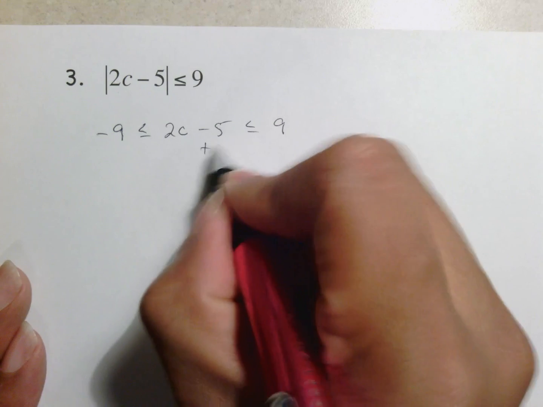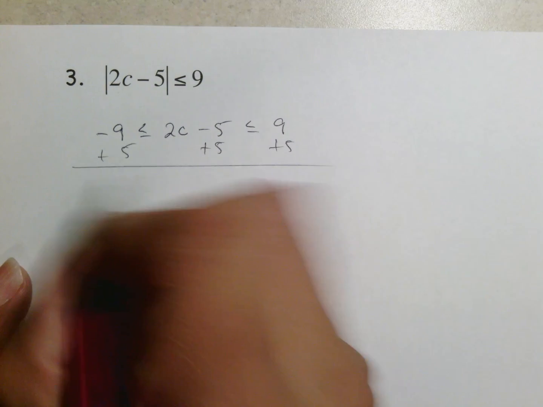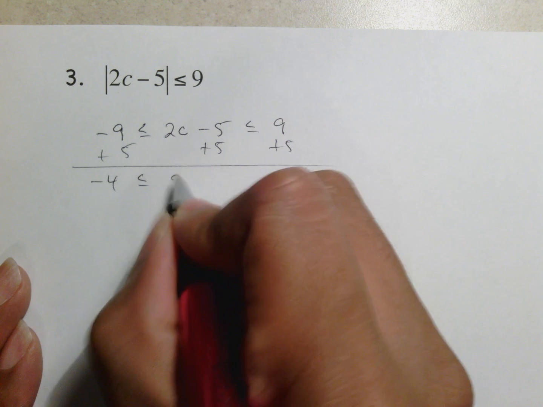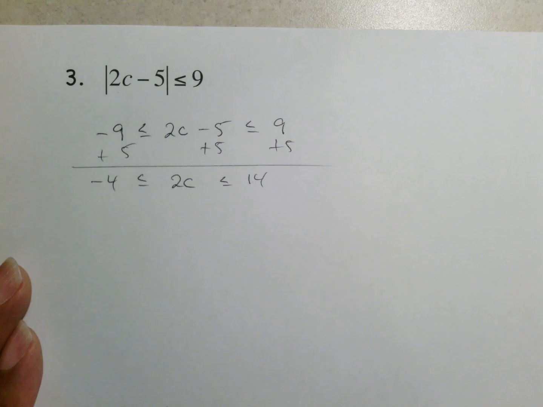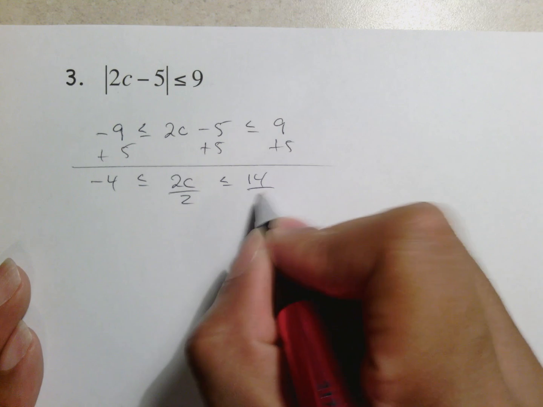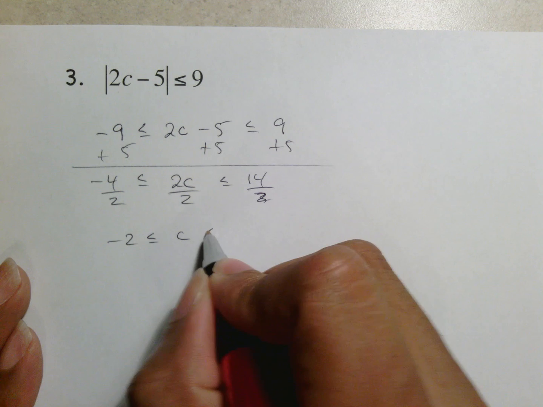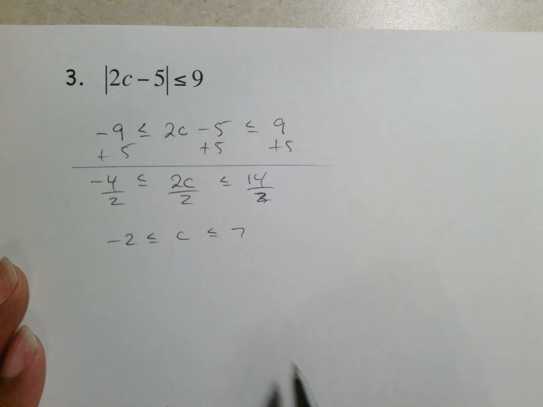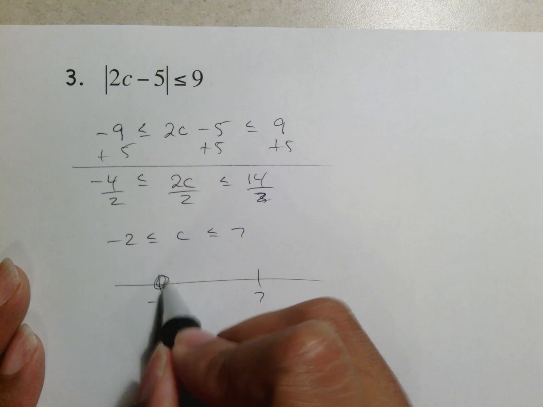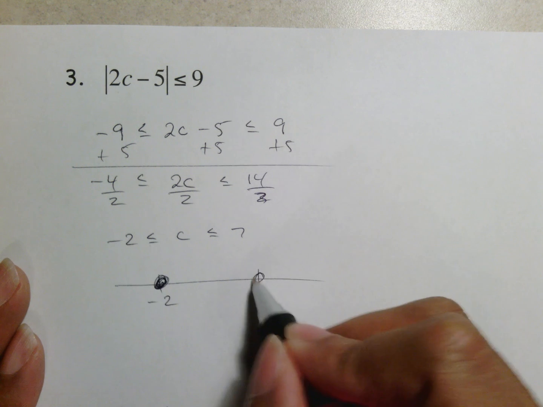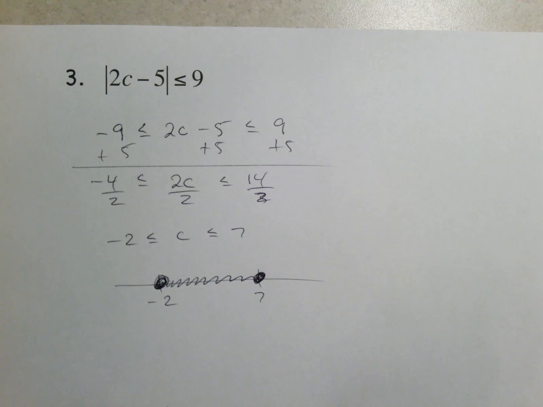From there, we solve the way we learned yesterday, which is to add 5 all 3 times, getting negative 4 here, 2c there, 14 there. Divide by 2 3 times, getting negative 2, c, and 7. And again, because c is in between them, we put our circles, which are closed because they are greater, less than, or equal to both of them, and you shade the middle because c is in the middle.